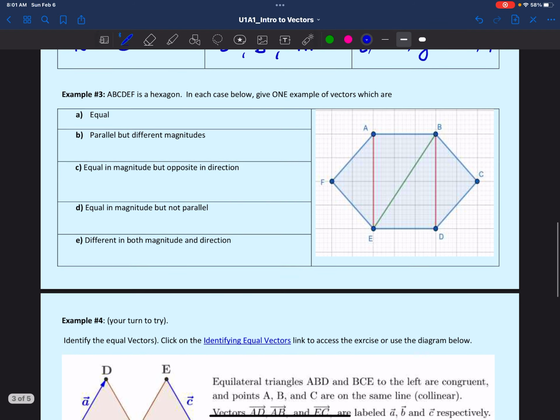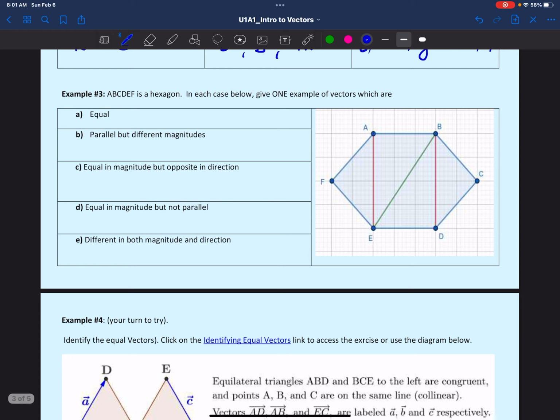In the next exercise, we're given a regular hexagon. What we want to do is give an example of vectors as described. So 2 equal vectors. Obviously, you can find more than 2 sets, but I would say vectors AB and ED are equal. I must emphasize again, whenever we name a vector, we start from the tail and finish with the head.